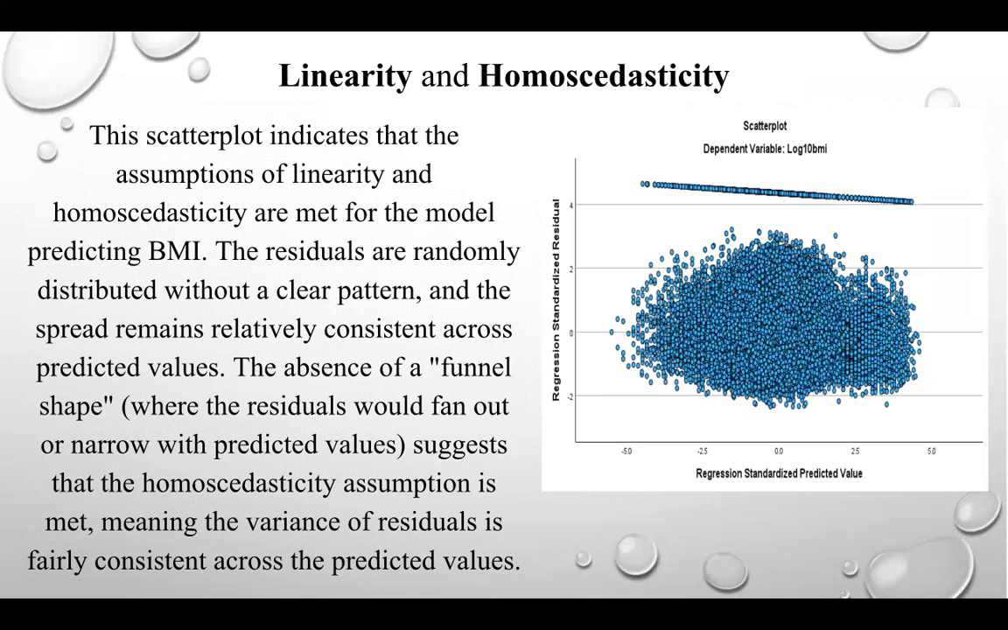The scatter plot shows the residuals are randomly distributed without any clear pattern, suggesting that the assumption of linearity is met. And the spread of the residuals in the scatter plot remains relatively even across the entire range of predicted values, with no visible funnel shape where the points would fan out. This indicates the assumption of homoscedasticity is likely met, meaning the variance of the residuals is consistent.